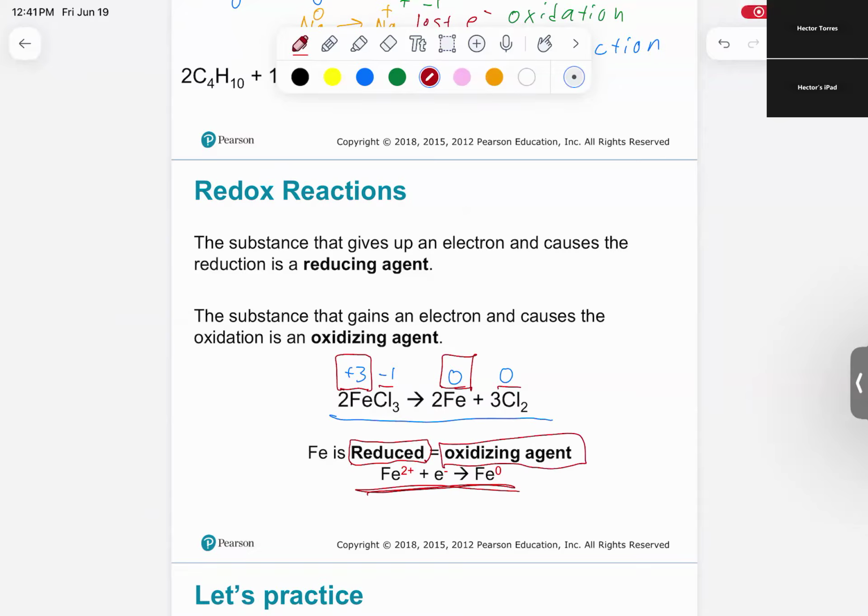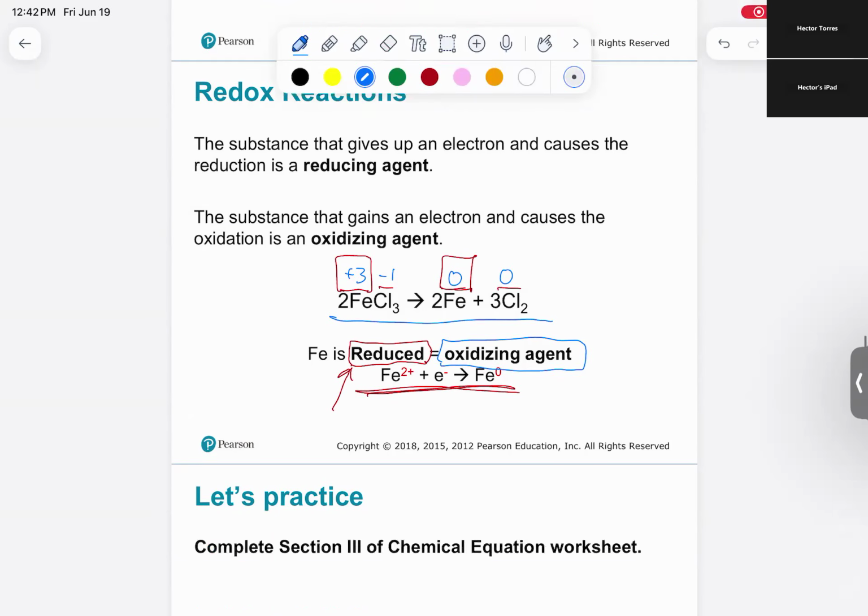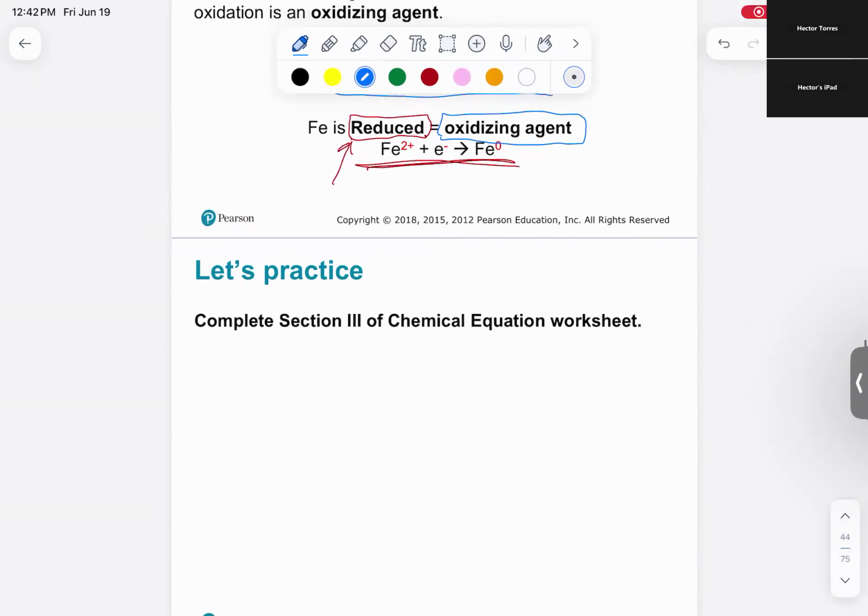For me, I get confused if I think about it in a certain way. So what I do is I always first assign whether it is reduced or oxidized. And then, depending on that, I assign: okay, so it's reduced, thus it's the oxidizing agent. That way, I don't get myself as confused. So just find a way that works best for you, and then stick with it. And that's the end of redox reactions.